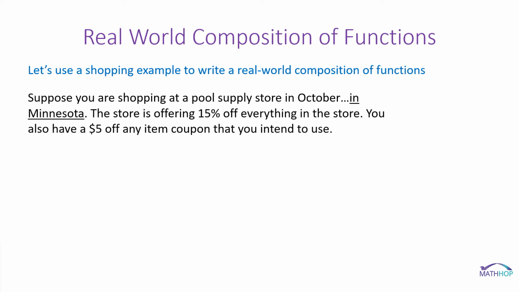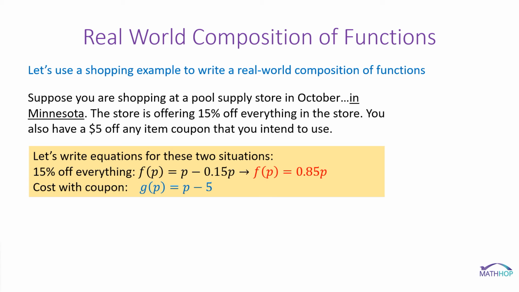So let's write the equations for both of these situations. 15% off everything, f of p, where p is the price of any good, is going to be p, the actual price, minus 15% of p, or 0.15p. So f of p is 0.85p. It's 85% of the original price is what you're paying. Cost with coupon, g of p, is just p minus 5.